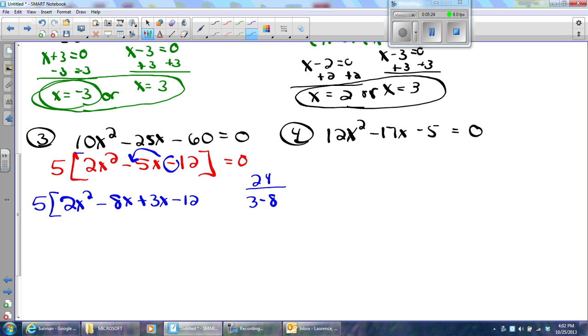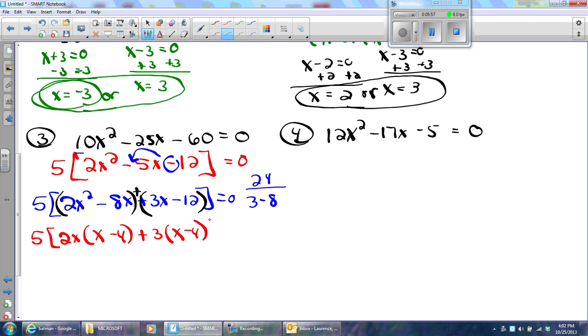Why did I write it in that order? Because I simply thought the 2x squared and the 8x went well together, and the 3x and the negative 12 went well together. Going to do my grouping thing, grab the sign, put a plus in between. Okay, now I'm going to have 5 times the quantity of, it's like a 2x times the quantity of x minus 4. I'm going to pull out a 3 times the quantity of x minus 4.